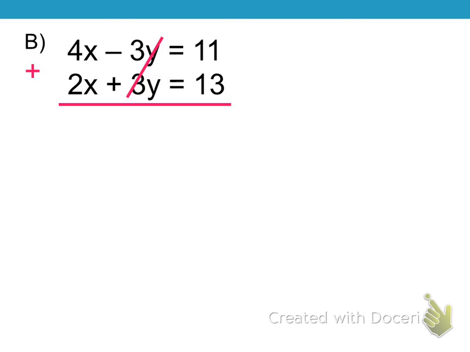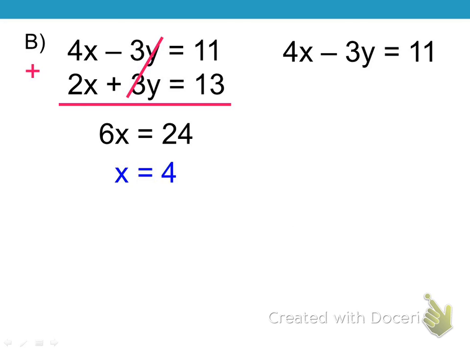So when you do this, the y's go away. What's 4x plus 2x? 6x. What's 11 plus 13? 24. Divide both sides by 6 and you get that x equals 4. All right, once again, you can pick either equation. If one of them doesn't seem a whole lot simpler than the other one, I usually just pick the first one. So I'm going to start back with this equation. I'm going to plug the 4 in for the x. Now I can solve for y.